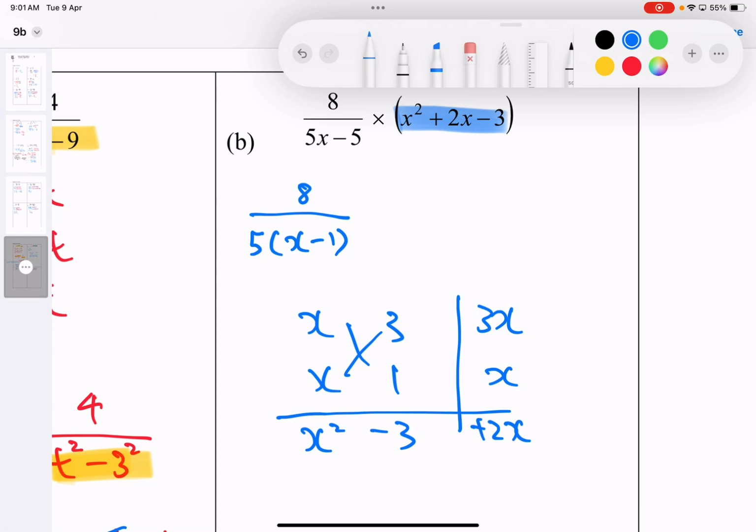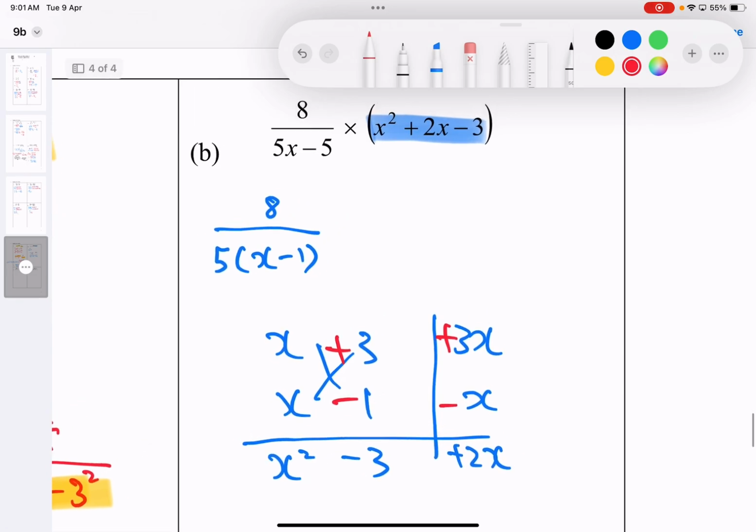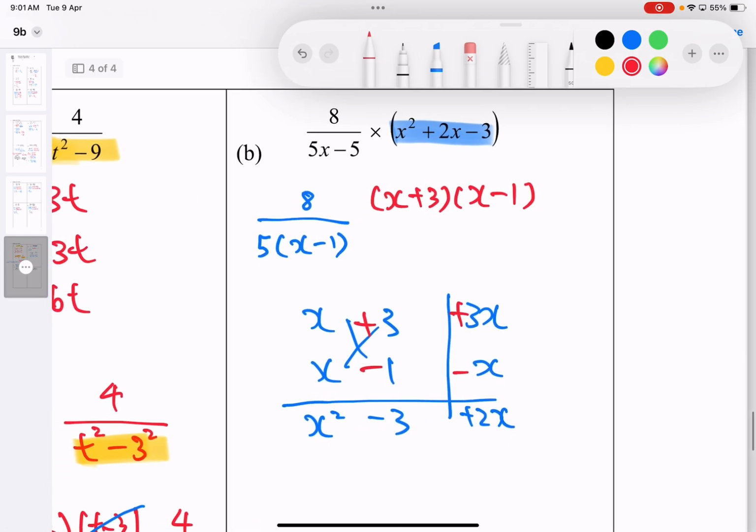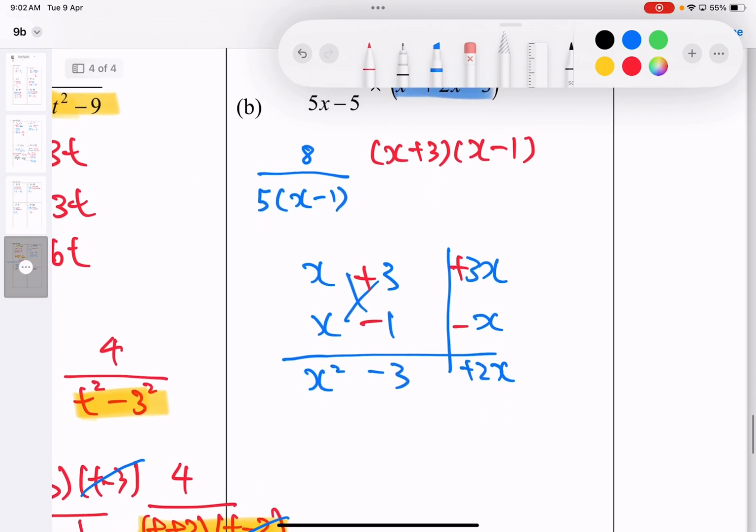Plus 3x minus x, correct? So here must be a plus, here must be a minus. So here the signs must be plus and minus. Okay? So you know that this factorizes to x plus 3, x minus 1.